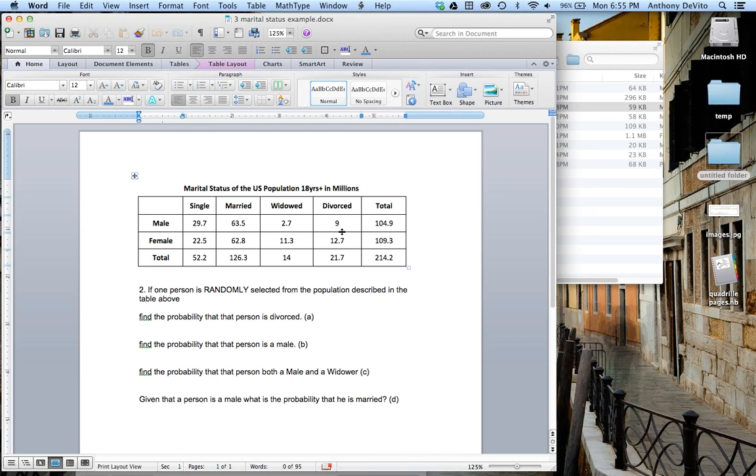What's the probability the person is male? We just did that. What's the probability that a person is both male and a widower? Let's say you randomly pick one person in this population. What's the probability they're both male and a widower? 2.7 over 214.2, right? Everybody agree on that? Okay. Last one. This is the punchline here. Given that a person is male, what's the probability that he's married?